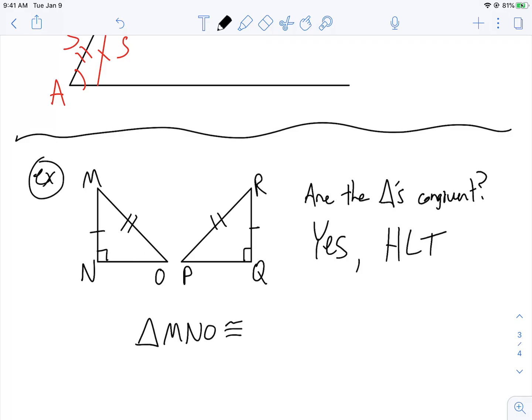I've got triangle MNO. In chat, tell me what is the congruence statement. How would we write out the other triangle? So we've got MNO is one of the triangles. How do we write out the other one? I'll give you 30 seconds. What matches up with N? What matches up with O?